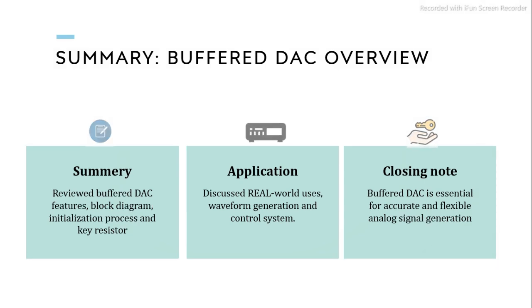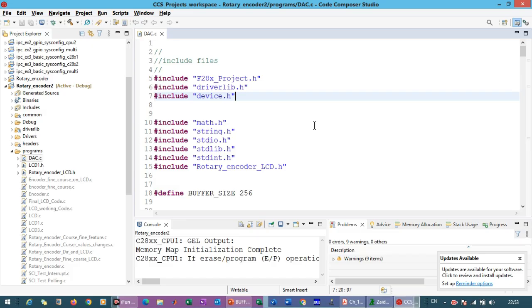Now, we will see an example using Code Composer Studio, and we will see a live demonstration of how to initialize the buffered DAC and how to change its value in real time. So now this is Code Composer Studio, and we have implemented the buffered DAC using the LaunchPad, that is the TMS320F28379D, and we have added the DAC.c files.